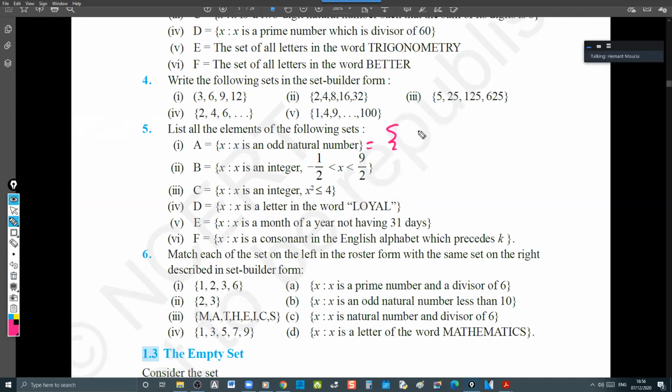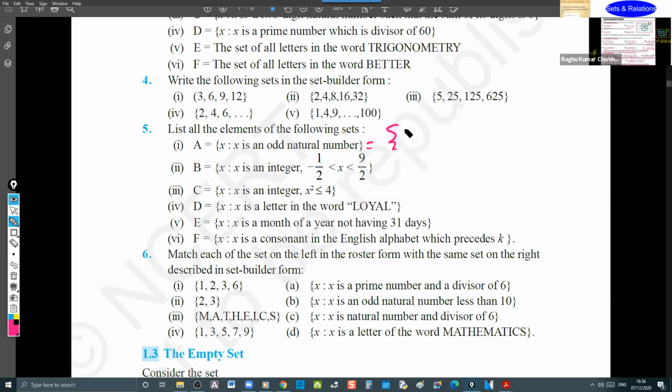X is such that X is an odd natural number. So that's 1, 3, 5, 7, 11, and so on.